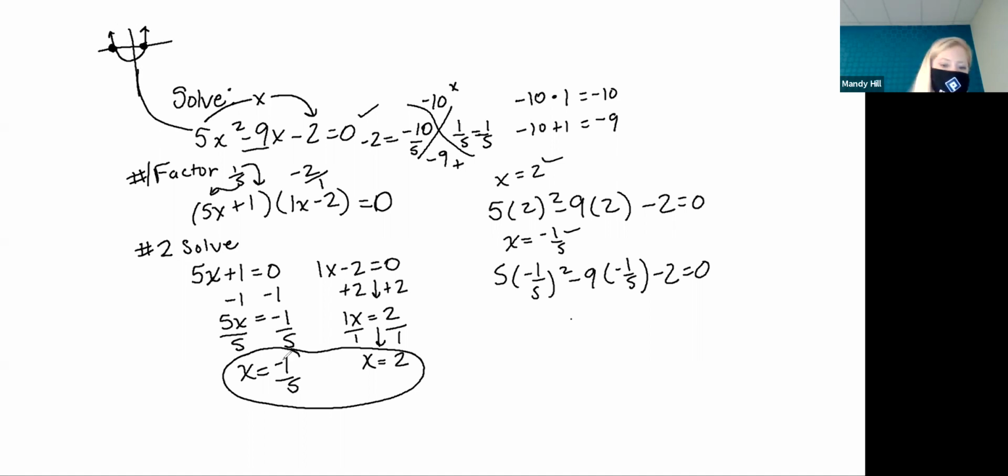That's what I found, negative 1/5 and 2. This would be my negative 1/5, I know I didn't draw it to scale, and this would be my 2. They're places where it crosses the x-axis. So you can also check yourself if you graph it. We'll be working on some more of that in a little bit.